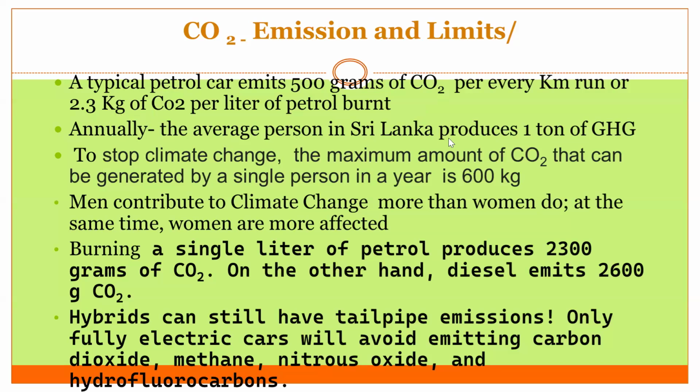Annually, the average person in Sri Lanka produces 1 ton of greenhouse gases. Average. To stop climate change, the maximum amount of CO2 that can be generated by a single person in a year is 600 kilograms. If we reduce, let's say individually contribute, you can determine your own contributions by reducing CO2 generated.